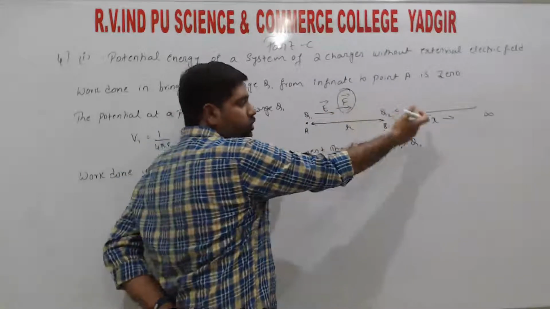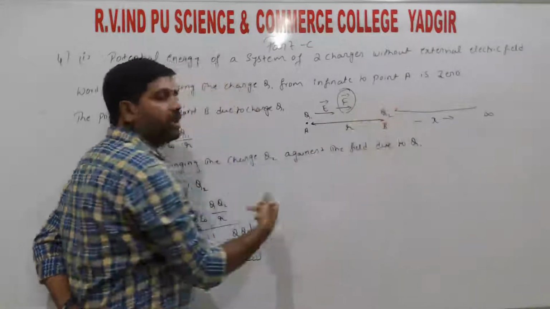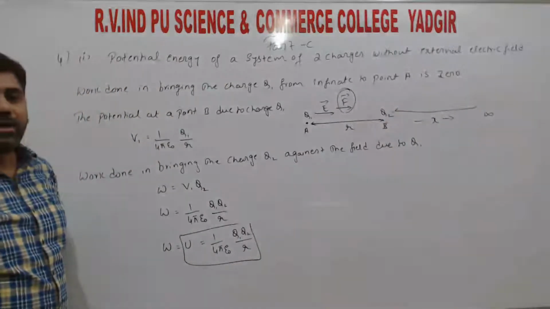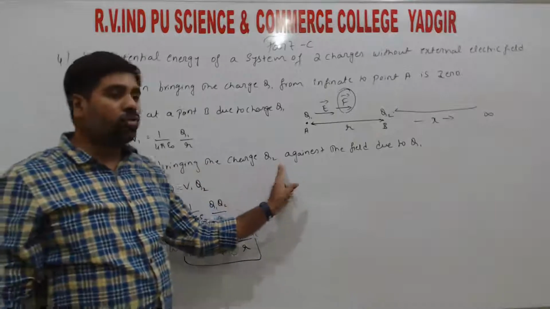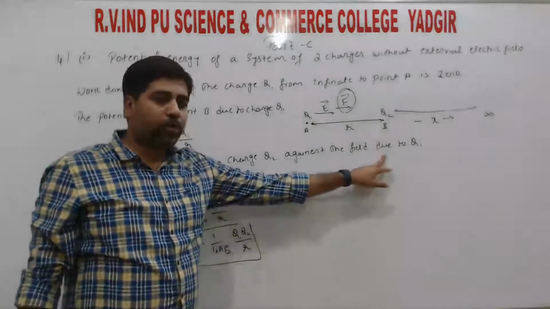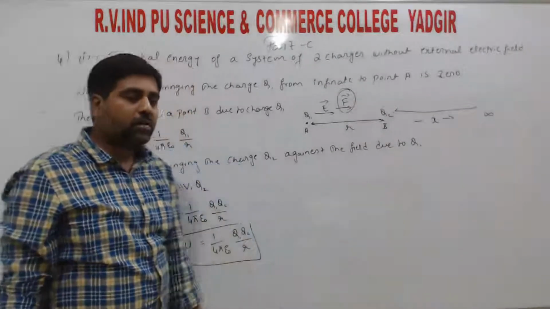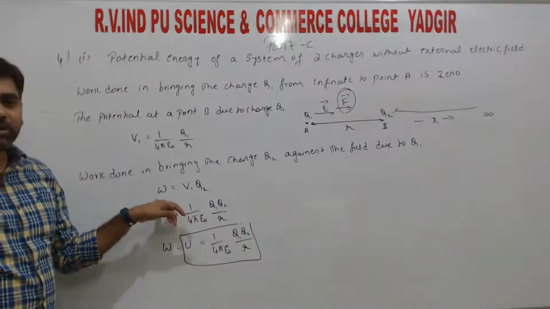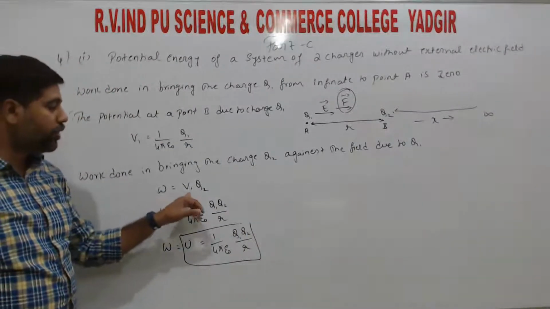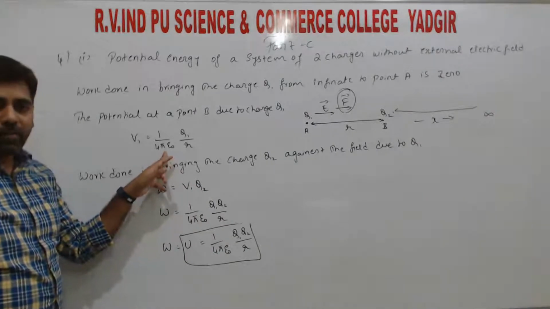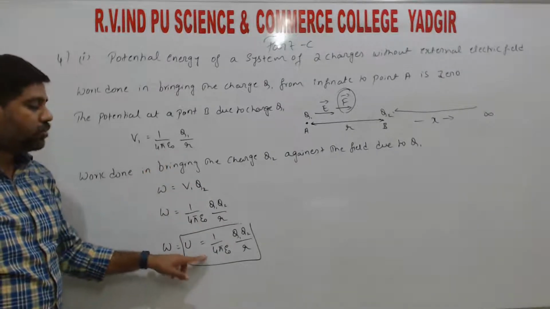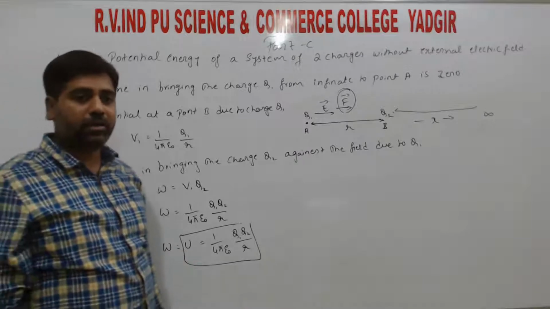So force ಇದೆ, ಜೊತೆಗೆ ಡಿಸ್ಪ್ಲೇಸ್ಮೆಂಟ್ ಇದೆ, ಎರಡು ಇದೆ ಅಂದ್ರೆ ಅಲ್ಲಿ ಏನಾಗ್ತಾ ಇದೆ ನಮಗೆ ವರ್ಕ್ ಡನ್ ಆಗ್ತಾ ಇದೆ. So that we are going to find the work done in bringing the charge Q2 against the field which is produced by Q1, right? So we have the relation to find the work done. W is equals to V1 into Q2, right? So V1 already we find the value, right? So substitute and simplify. So this gives the relation for the potential energy, right?